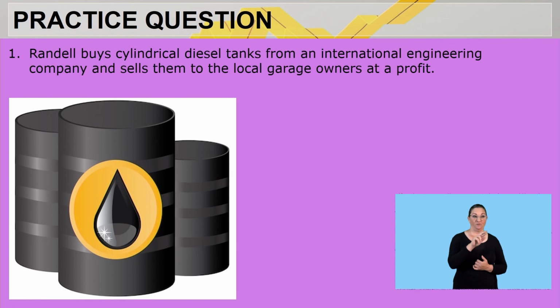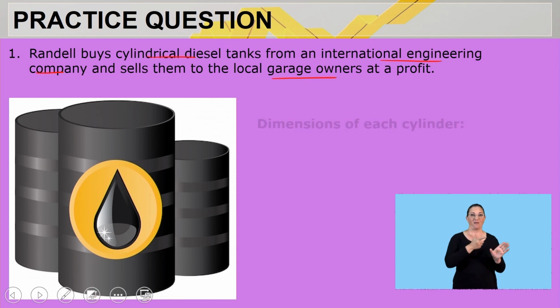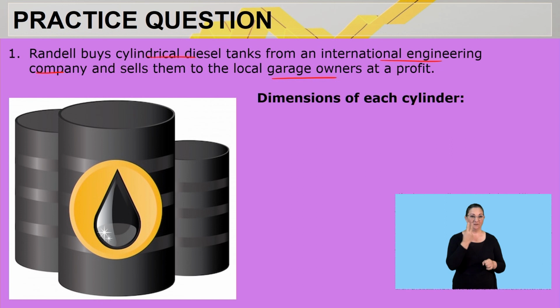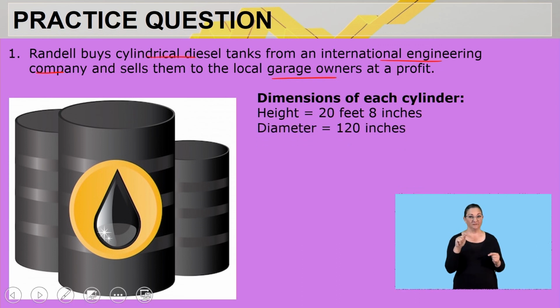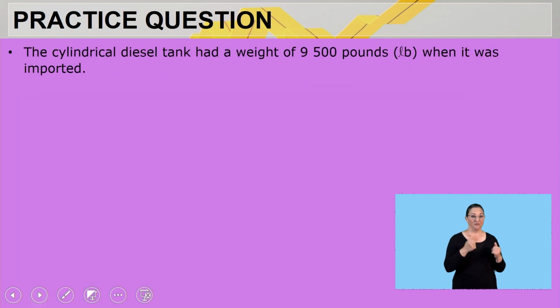So in question number 1, I've indicated here that Randall buys cylindrical diesel tanks from an international engineering company, and then he sells them to local garage owners at a profit. There we can see a picture of the cylindrical diesel tank. The dimensions of each cylinder: it has a height of 20 feet and 8 inches, and a diameter of 120 inches. What else is important is that the cylindrical diesel tank had a weight of 9,500 pounds when it was imported.